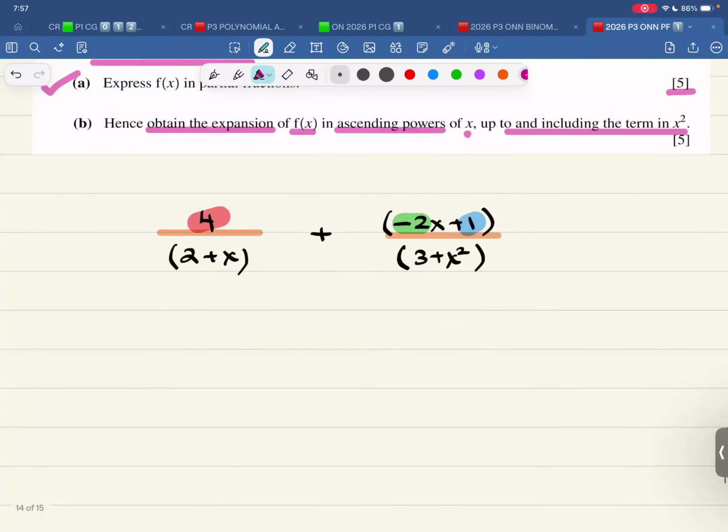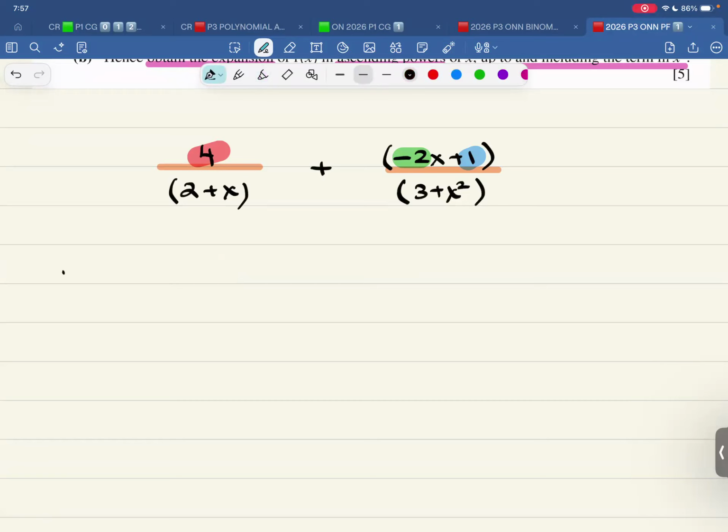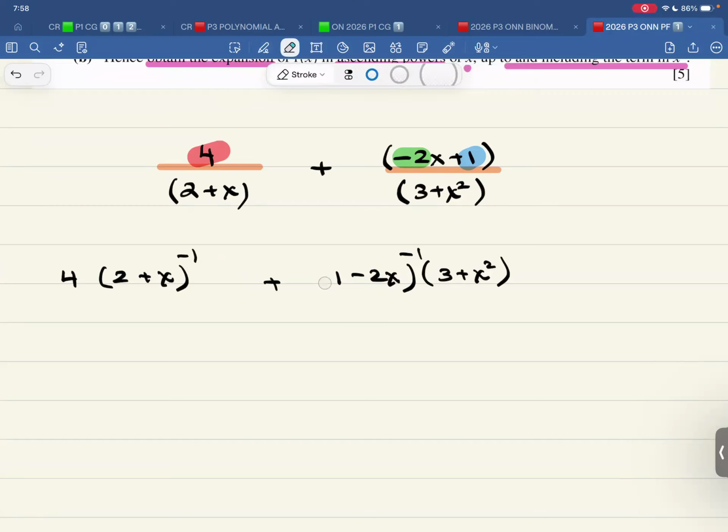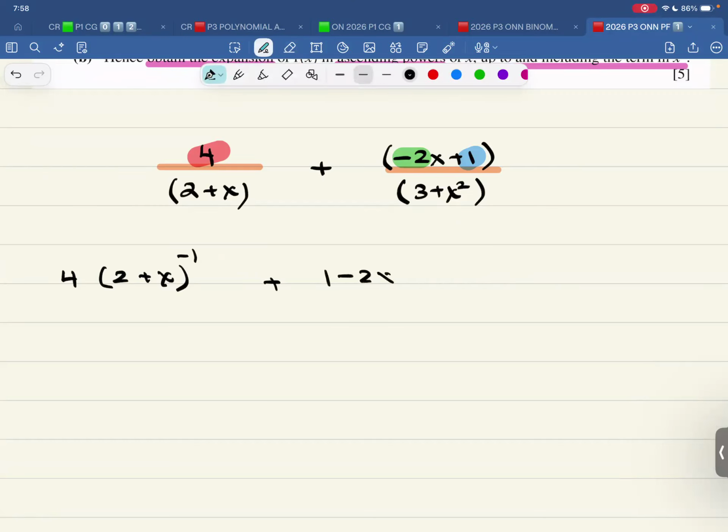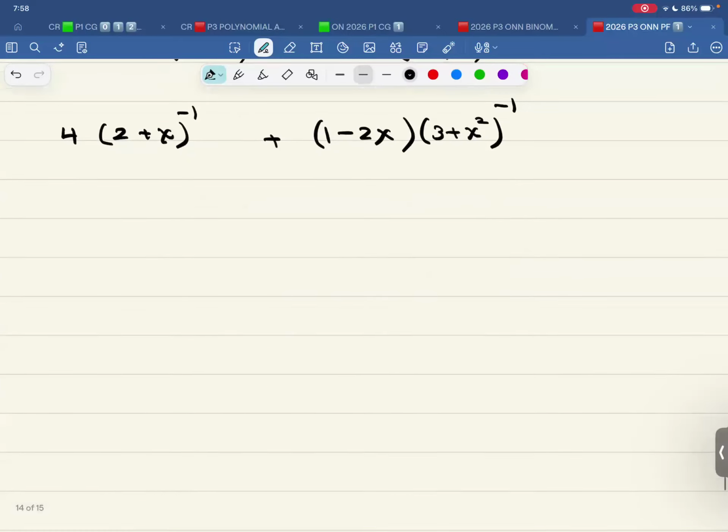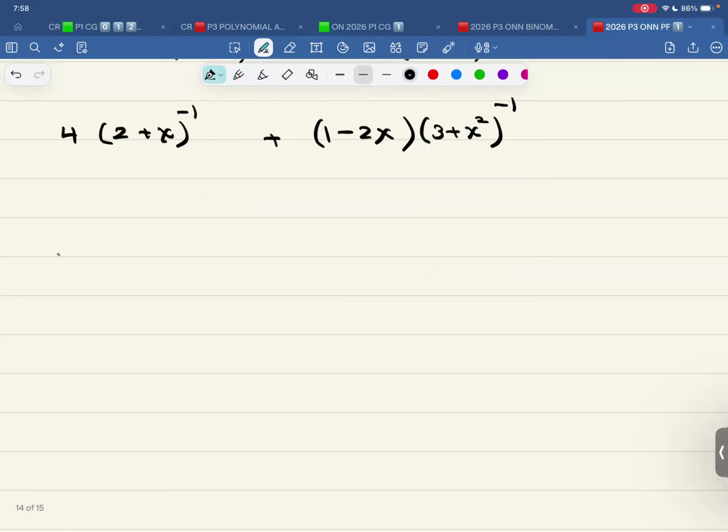Now we have already studied binomial. Let's have a look. This is 4 times (2 plus x squared) raised to the power of negative 1, and this is (1 minus 2x) times (3 plus x squared) raised to the power of negative 1. My bad, hold for a second. There is no power over here. So this is 1 minus 2x, and this is 3 plus x squared raised to the power of negative 1. Okay, so now let's do each expansion separately.